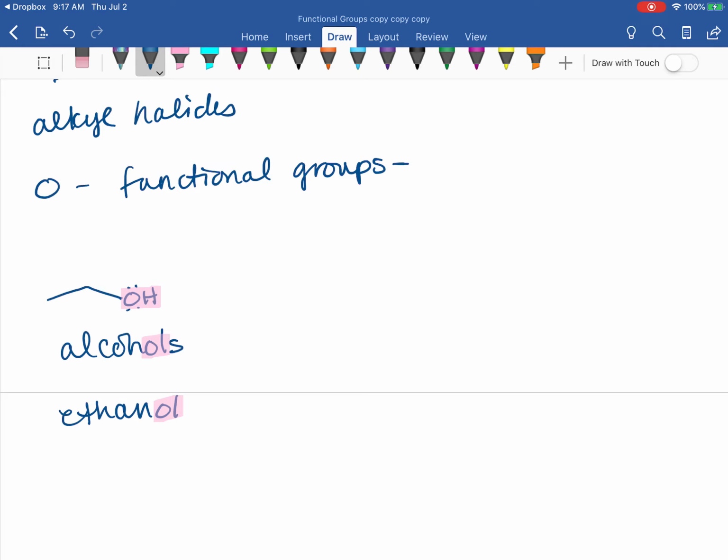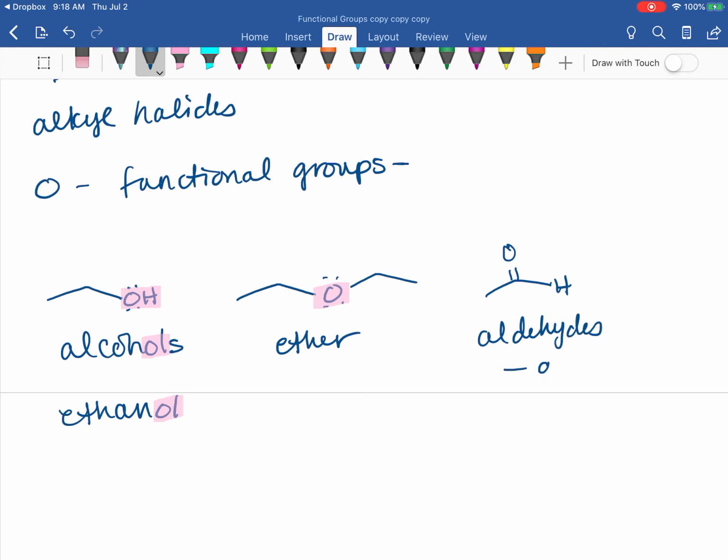And then let's get a little sassier with our oxygen. It's possible to have multiple bonds to our oxygens. We can also have an ether. This is a nice ether. So in fact, this is diethyl ether, one of the original anesthesias. Okay, we can have double bonds to oxygen, so we can have aldehydes. Their name ends in "al." Okay, so this is an aldehyde.